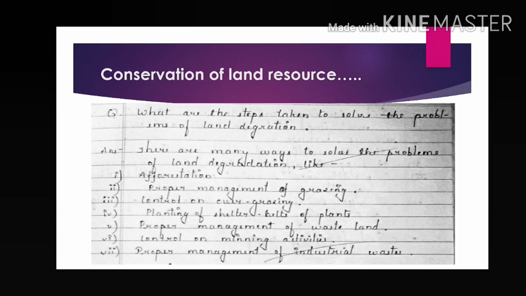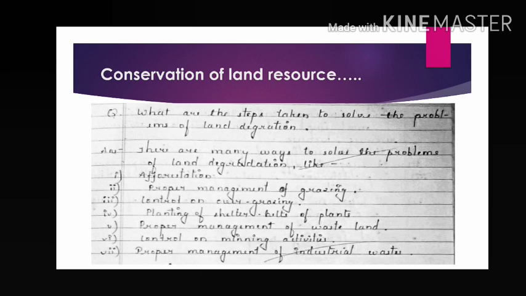Fifth number, proper management of wasteland, because we have already seen there is one type of wasteland, culturable wasteland. That means it is not in use now, but if we take effective steps, it may come into use in the coming days. So this point is also important. If we can manage the culturable wasteland, it can become a net sown area, that means good for crop cultivation.